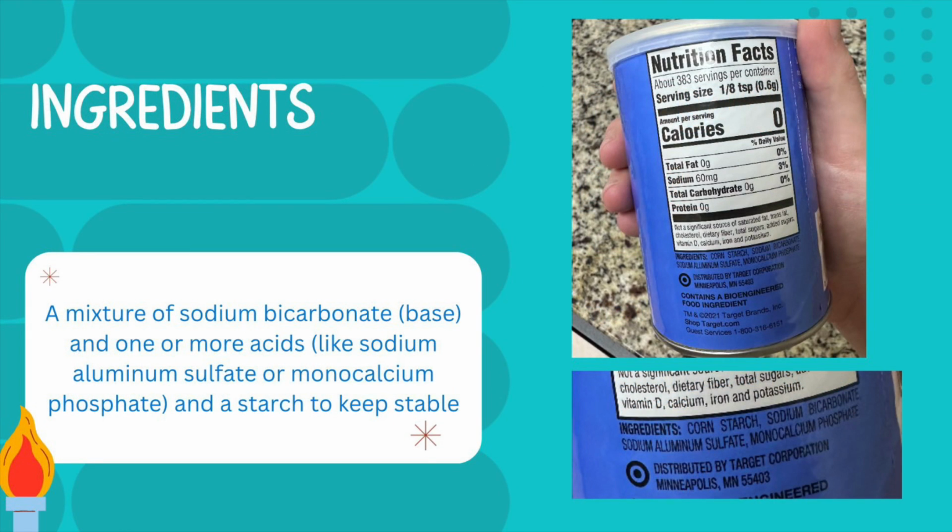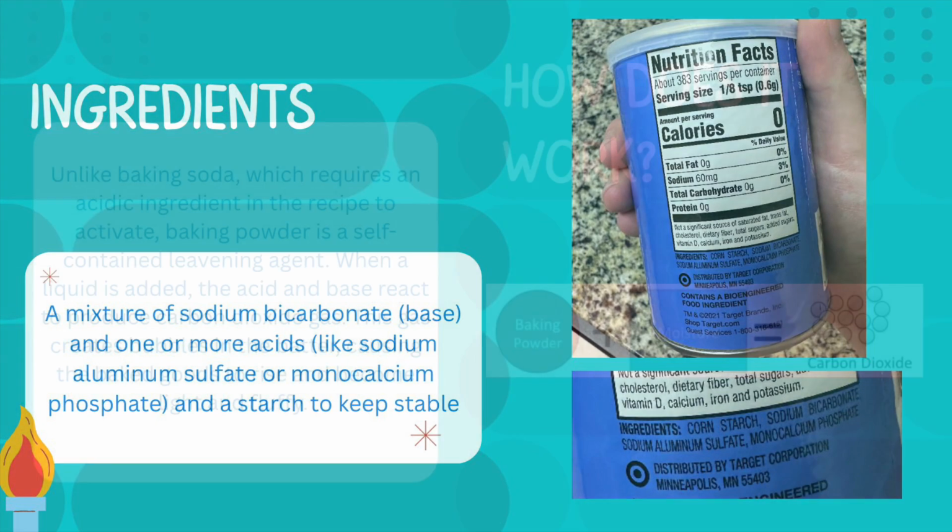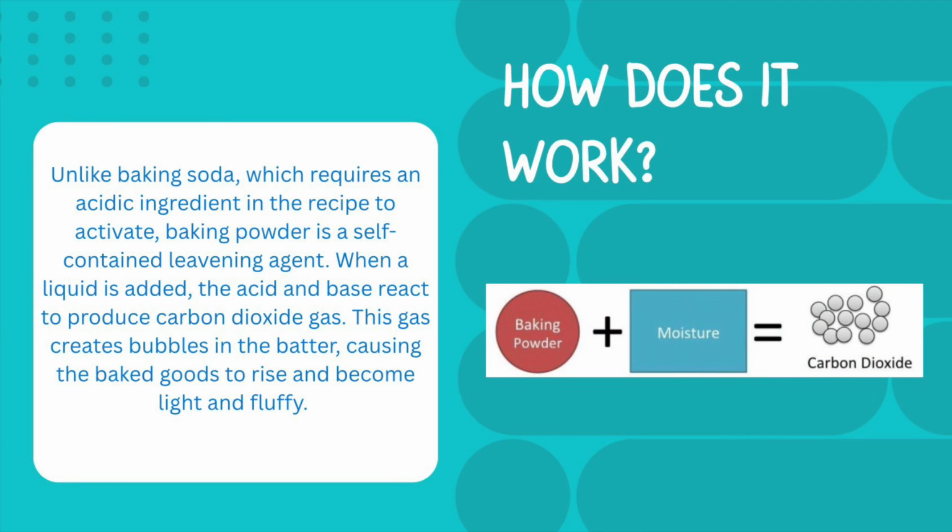So the ingredients of baking powder consist of a mixture of sodium bicarbonate, which is a base, and one or more acids like sodium aluminum sulfate or monocalcium phosphate, with the addition of a starch as well to keep it stable. So now that we've talked about what baking powder does and what the ingredients are in it, now we can actually talk about how it works.